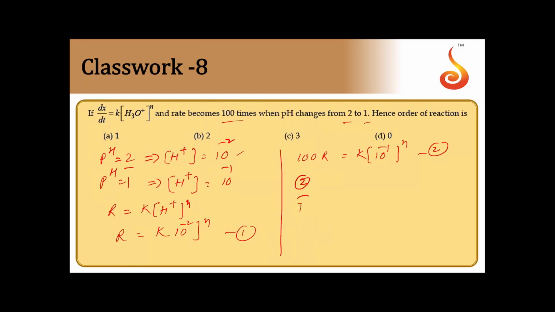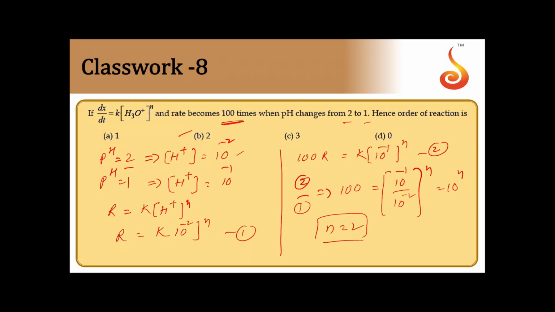Dividing equation 2 by 1, this implies 100, because R gets cancelled, is equal to (10 to the power of minus 1 by 10 to the power of minus 2) whole to the power of n, which is equal to 10 to the power of n. Therefore the value of n is equal to 2. It is a second order reaction. So the answer is option 2, second order reaction.